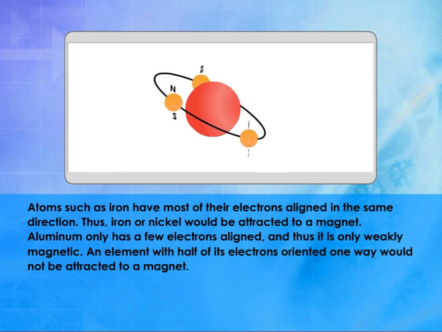Atoms such as iron have most of their electrons aligned in the same direction. Thus, iron or nickel would be attracted to a magnet. Aluminium only has a few electrons aligned, and thus it is only weakly magnetic. An element with half of its electrons oriented one way would not be attracted to a magnet.